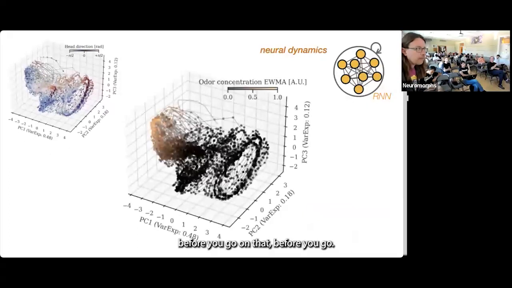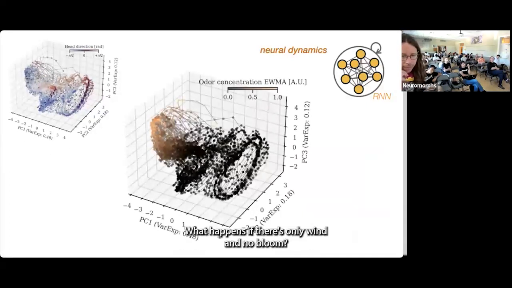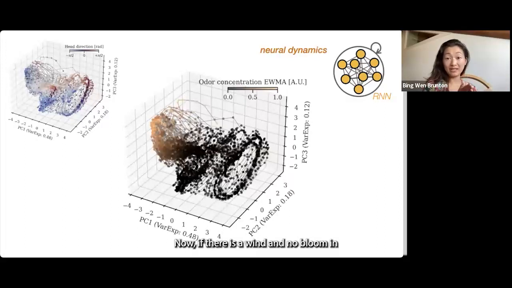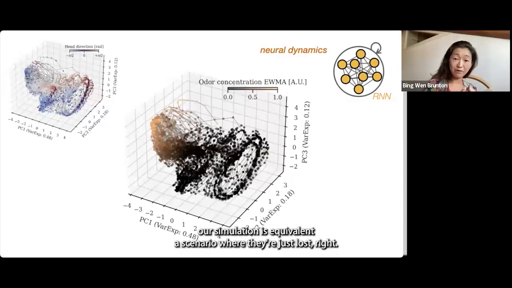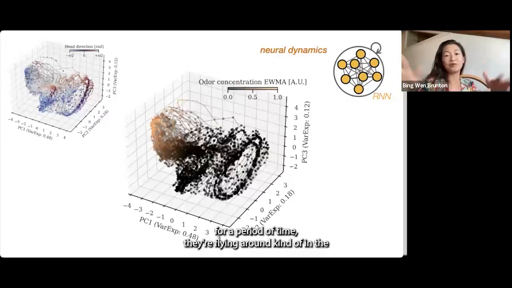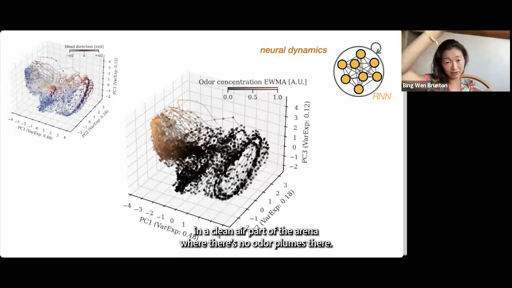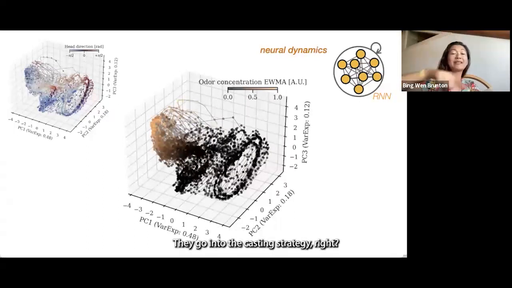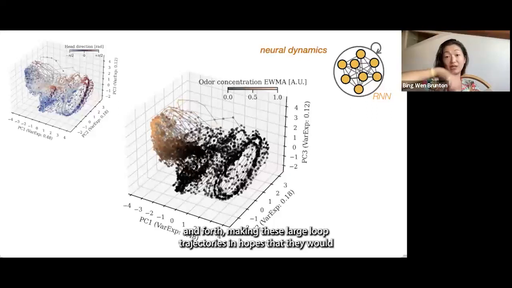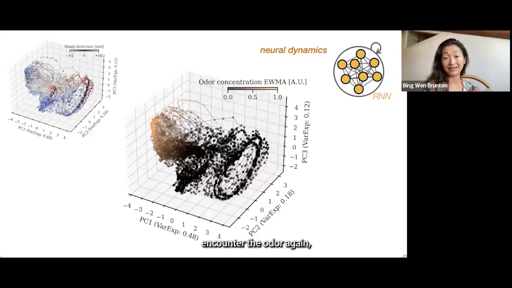Before you go on, there's a question from the chat. What happens if there's only wind and no plume? Does it then follow the wind? That is an excellent question. Now, if there is wind and no plume, in our simulation, it's equivalent to the scenario where they're just lost, right? This happens all the time, where just locally, for a period of time, they're flying around in the clean air part of the arena where there are no odor plumes. There they go into the casting strategy, right? So if there's wind but no odor, they're casting about, going back and forth, making these large loopy trajectories in hopes that they would encounter the odor again.